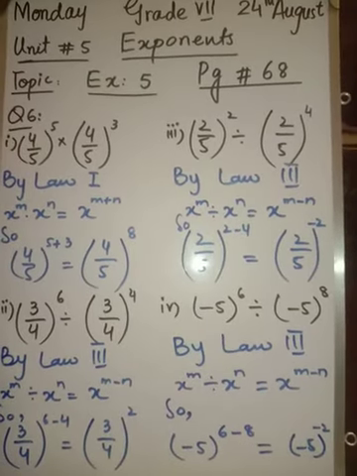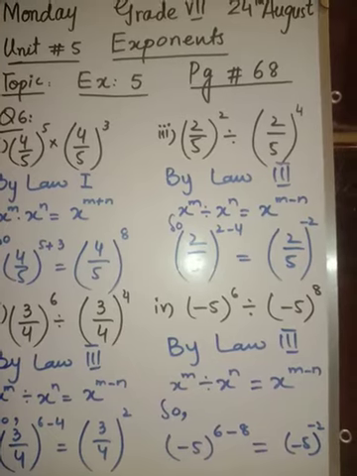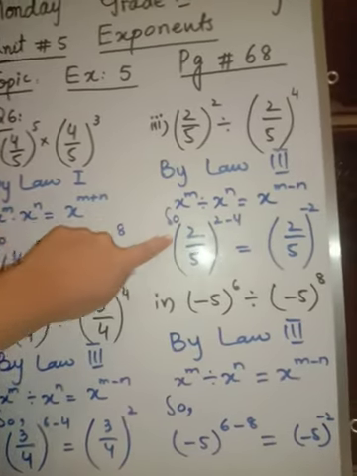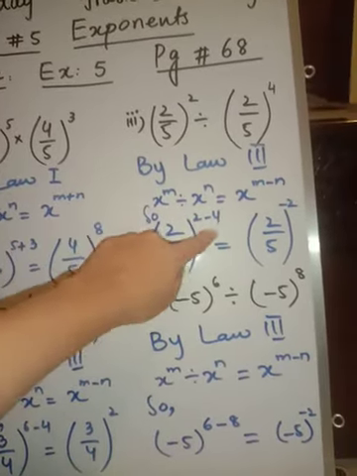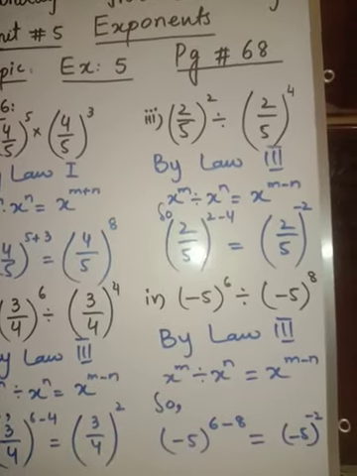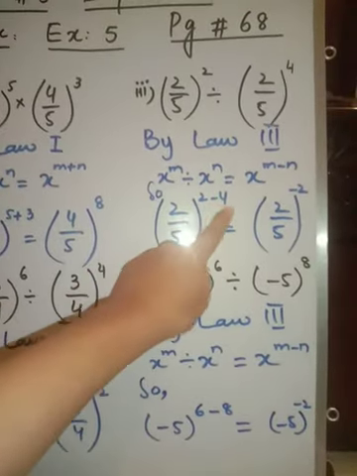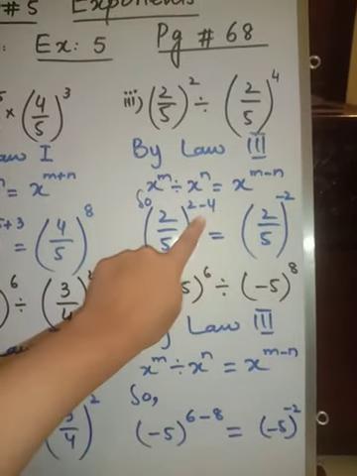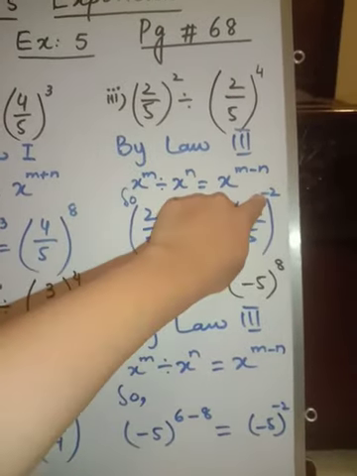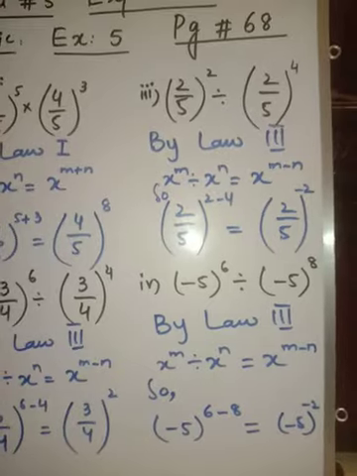In part 3 we have the same concept by law 3. You have to just subtract the exponents. 2 minus 4. So how can you subtract 2 minus 4? Plus minus minus. 4 minus 2 is 2, and the sign of the bigger number is minus. So minus 2 will be your answer.